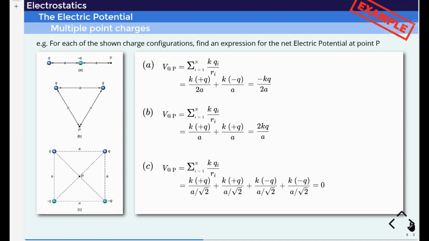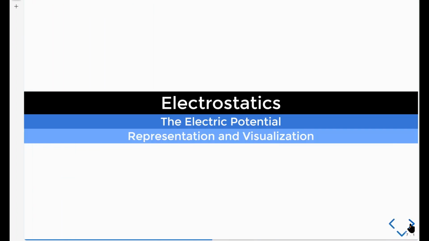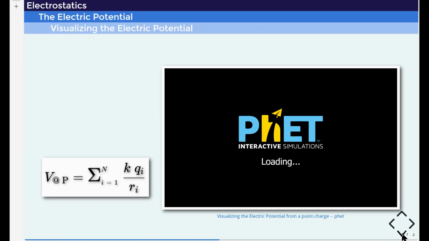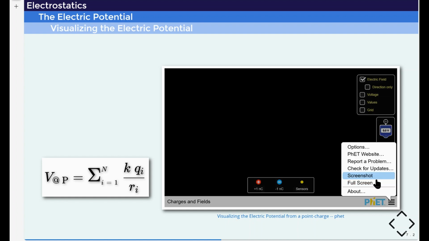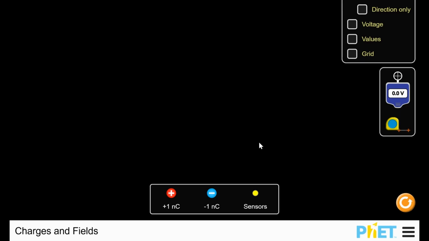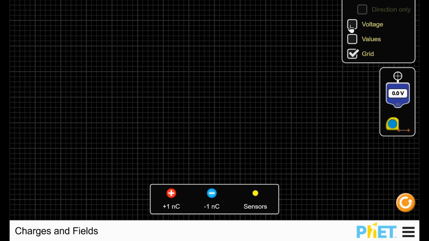Now, I like to think about representing this potential in 3 dimensions. I like to think about how it's represented in my mind so that when I'm thinking about these things, I have a sense of what the potential landscape looks like. So for example, in this simulation, if I turn off the electric field, put the grid on, and then turn off this thing called the voltage. The voltage is another name that we give to the electric potential difference, or you can say the voltage is another name we give to the electric potential.